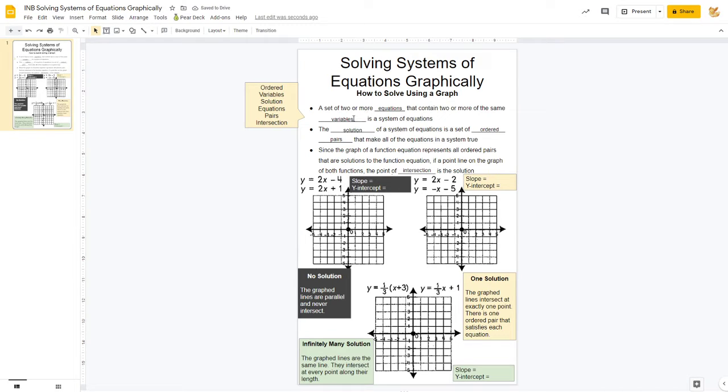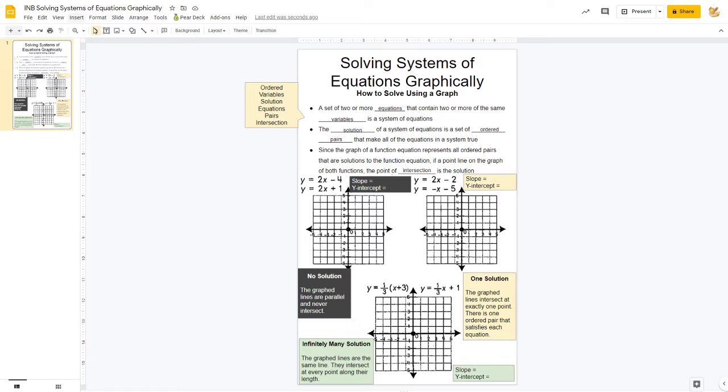That's pretty much the sum of this. You're going to graph both lines, and if they cross, where they cross is the solution. If they don't cross, there's no solution. And if they end up being the same line, they have infinite or many solutions.